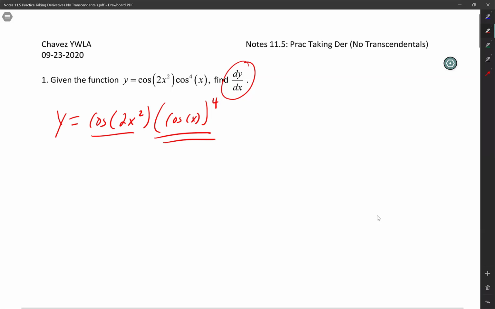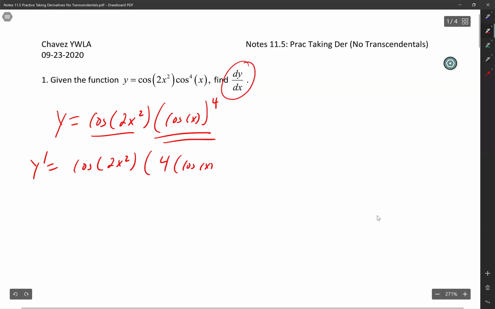So here we go. Y prime equals first. So I'm going to say cosine of 2x squared times derivative of the second. The derivative of the second, or the one that I underlined twice, is 4 cosine x to the 3rd power. Am I done? Times, what's the derivative of cosine? Negative sine x. I will put it in parentheses, guys, so it doesn't look like you're subtracting. And then I'm going to close it.